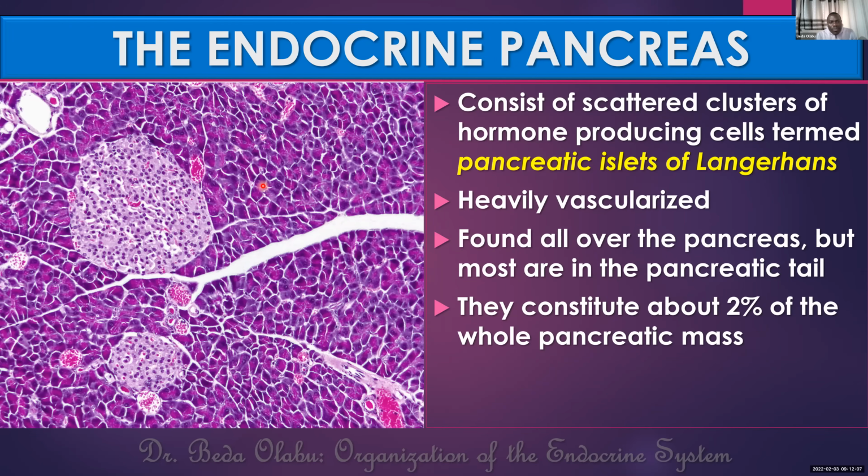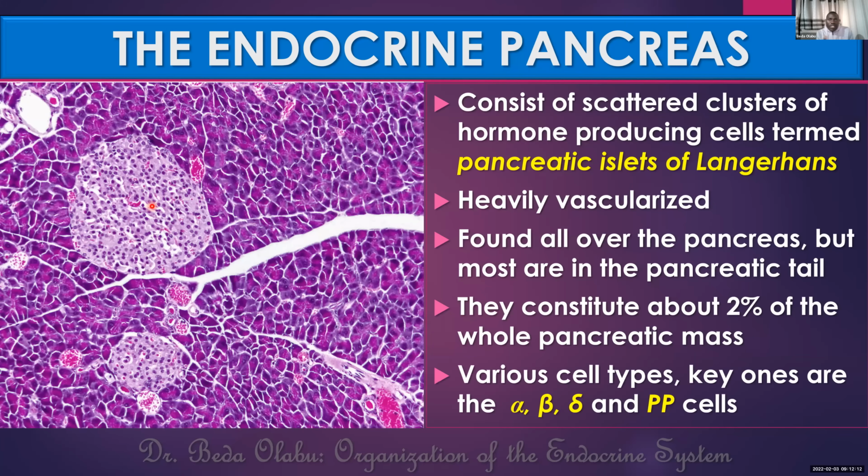There are several cell types within the pancreatic islets of Langerhans, but I'll only discuss 4 of them, which are the main ones: the alpha cells, beta cells, delta cells, and the PP cells. These are the cells which produce the major hormones of the pancreatic islets of Langerhans. So I'll approach this in a different way. I'll be mentioning the hormones first, then indicate the cell type that produce them, then the effect of the hormones.